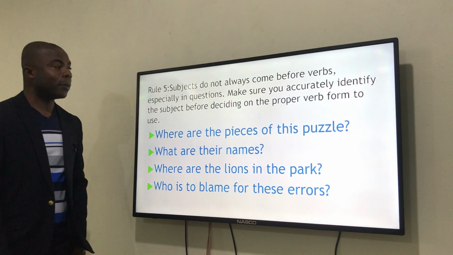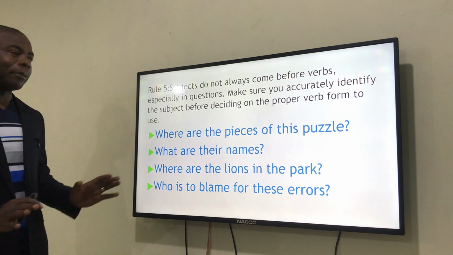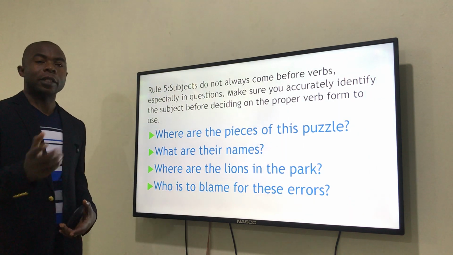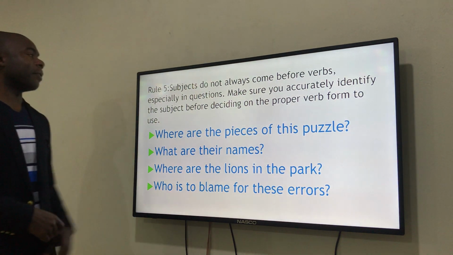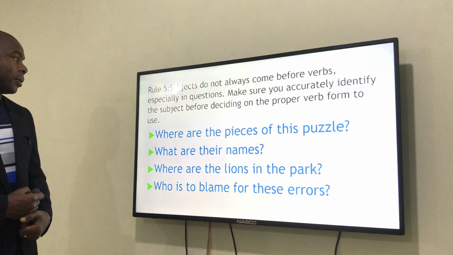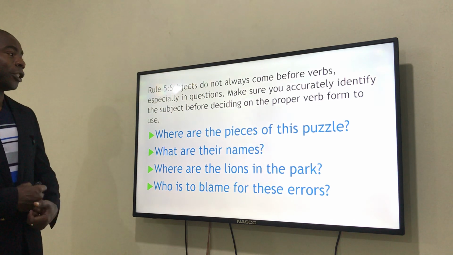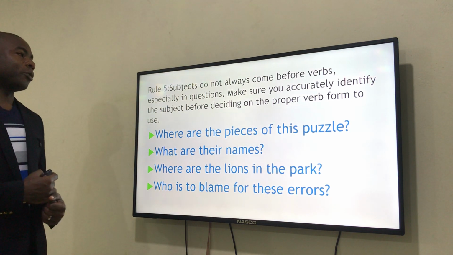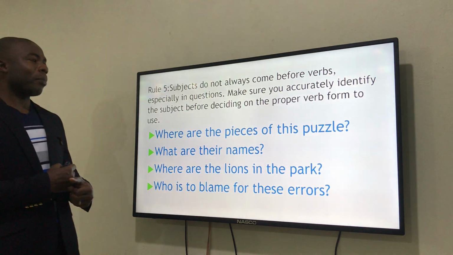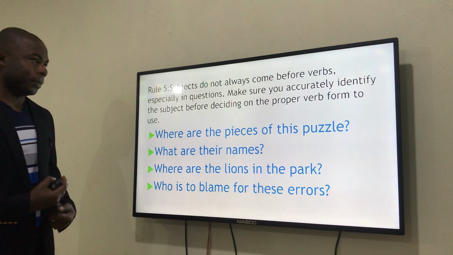Let's move on. We're going to take just up to 10 rules in this section, and then we can continue later. Rule number 5. Subjects do not always come before verbs, especially in questions. Make sure you accurately identify the subject before deciding on the proper verb form to use.